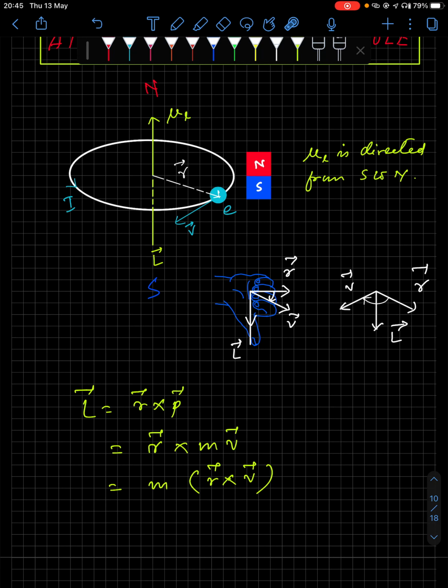So here also, R is directed along this way, V vector is directed along this way. From R vector to V vector, if your palm is open this way and you fold the fingers, you close the palm, the L vector will be directed in the downward direction, right? So L is in the downward direction. So here the orbital magnetic moment and the angular momentum are in opposite directions.